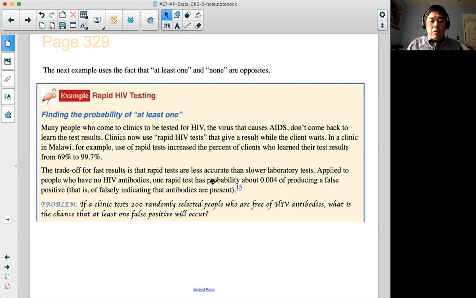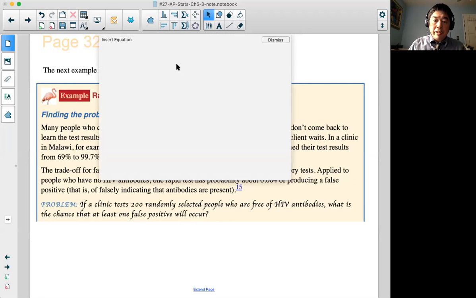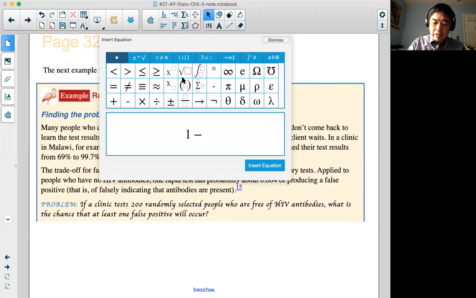So the complement of at least one is zero. So we will find the probability of success instead of the probability of the false indication, which is, first you have to write down 1 minus 0.004. That's the success rate.